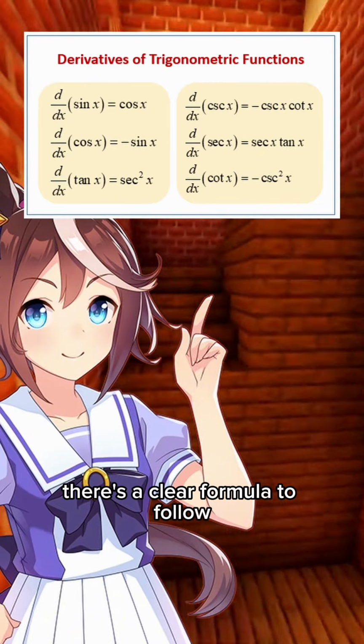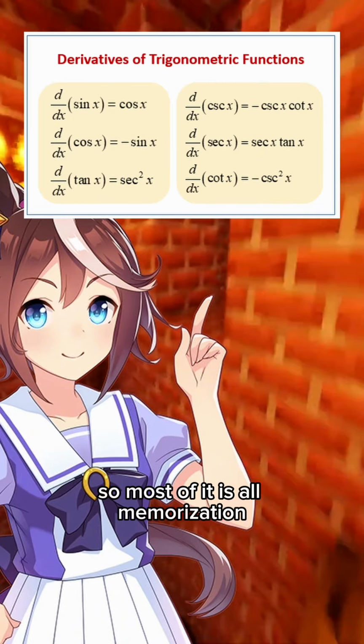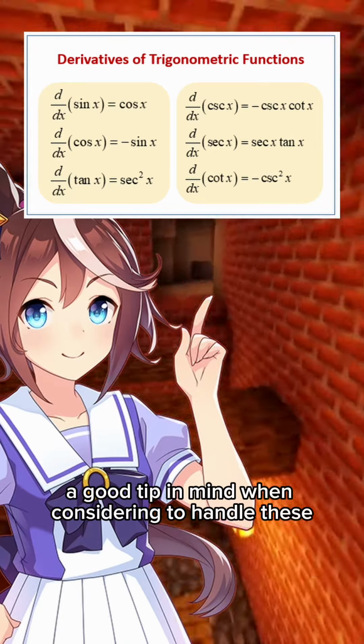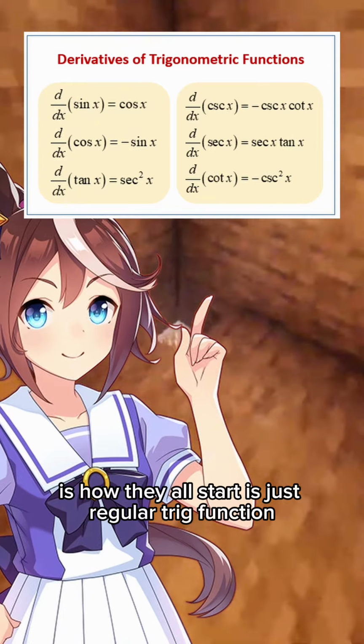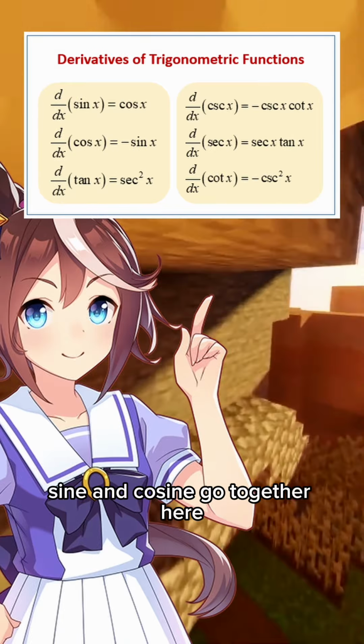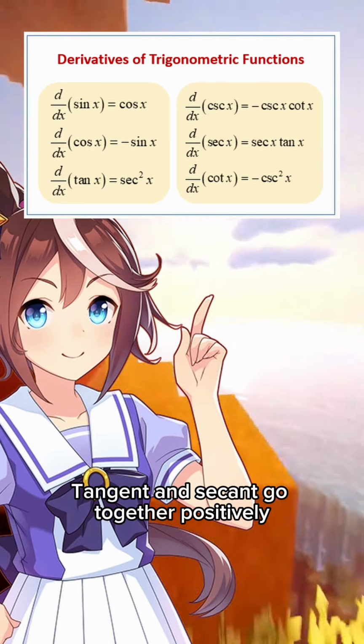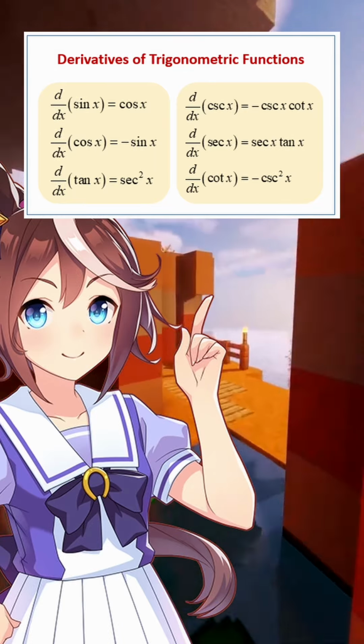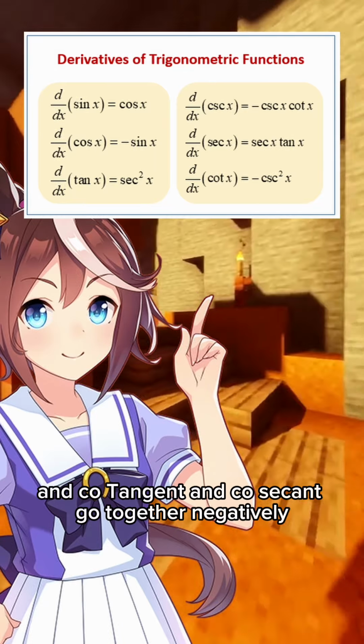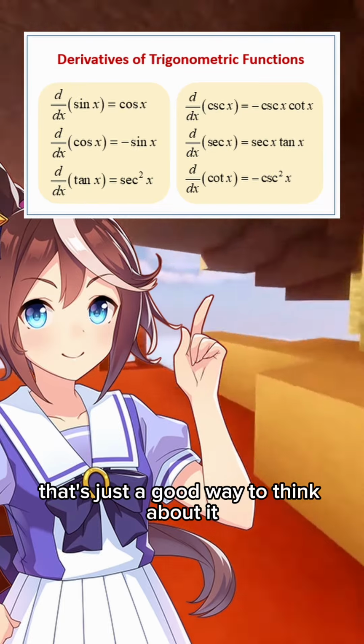Now, there's a clear formula to follow with all these functions, so I'm afraid it's all memorization. However, a good tip to keep in mind when handling these is how they all start as just regular trig functions. Sine and cosine go together here, tangent and secant go together positively, and cotangent and cosecant go together negatively. That's just a good way to think about it.